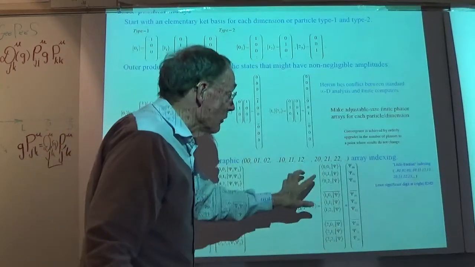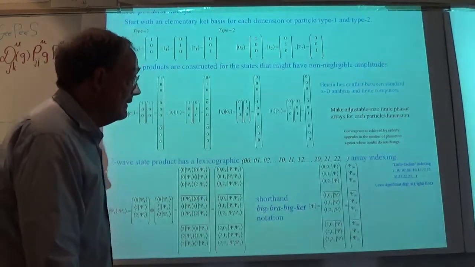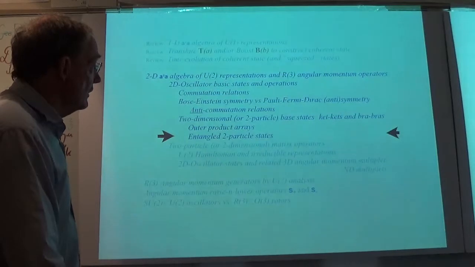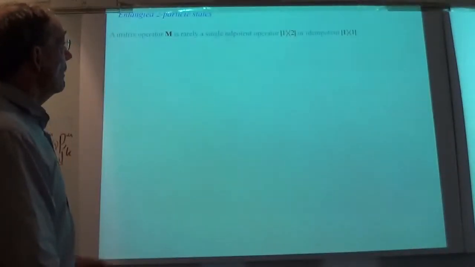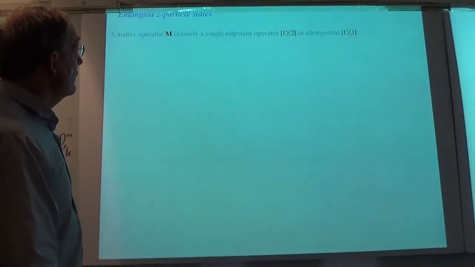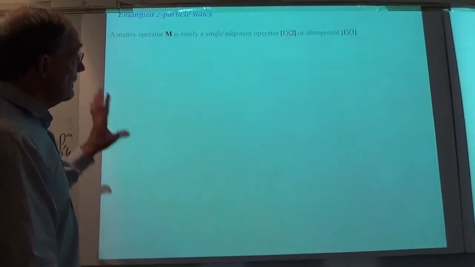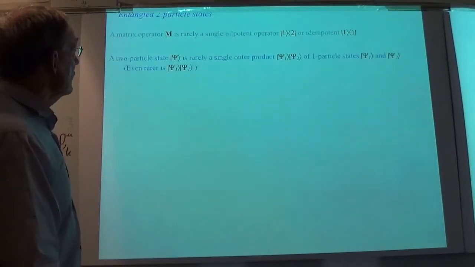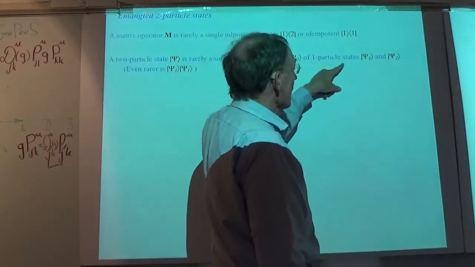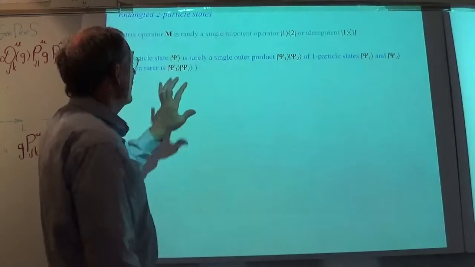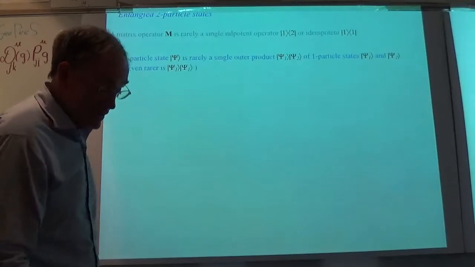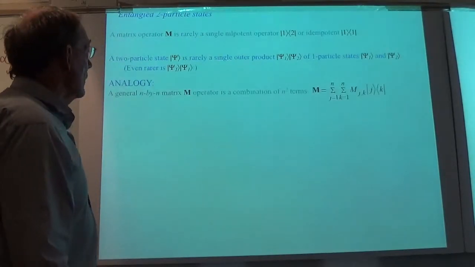Now, when we have 3, 4, 5 dimensions, you can see it gets to be pretty hairy. A lot of computer real estate in order to do these problems. Now, real quick, entangled two-particle states. I want to make an analogy. The idea is that a two-particle state is rarely a single outer product of one-particle states. This is rare. I mean, I'm talking about at the end of doing some calculation. This is quite rare.